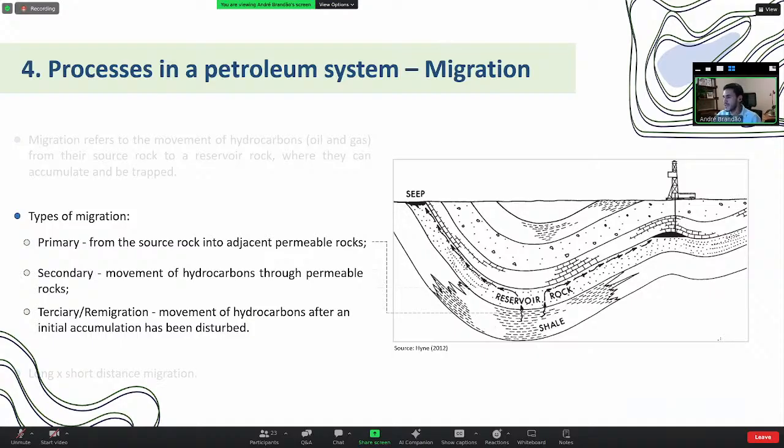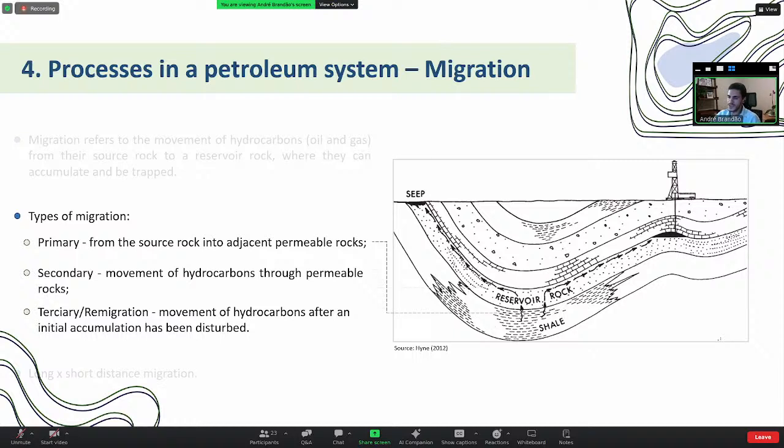There are some traps related to halokinesis. So salt deforms the strata, and you can create lower pressure areas in the flanks or even here. And we also have stratigraphic traps. Basically, the organization of the layers and the dip of them will create lower pressure areas where the oil and gas may flow.